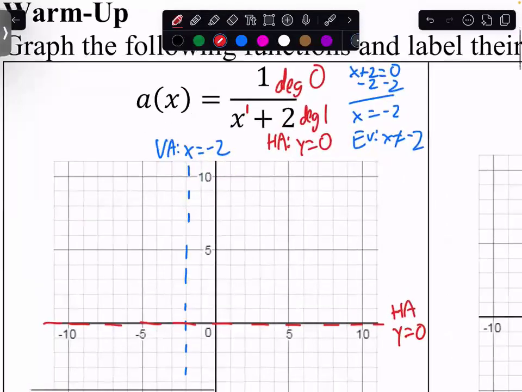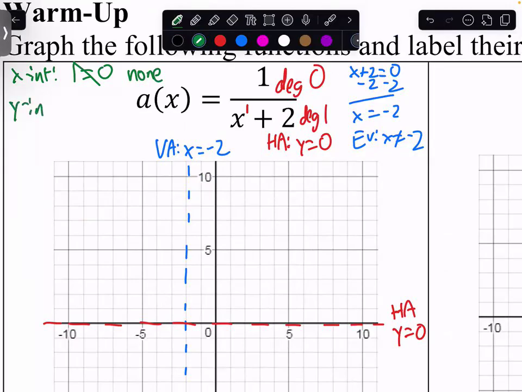Next, I'll check for intercepts. X-intercept, I set the numerator equal to 0. But the numerator cannot turn into 0. So there's no x-intercepts. Y-intercept, that's where you plug in 0 for all x's. Okay, so here we do have a y-intercept. When x is 0, y is 1/2.